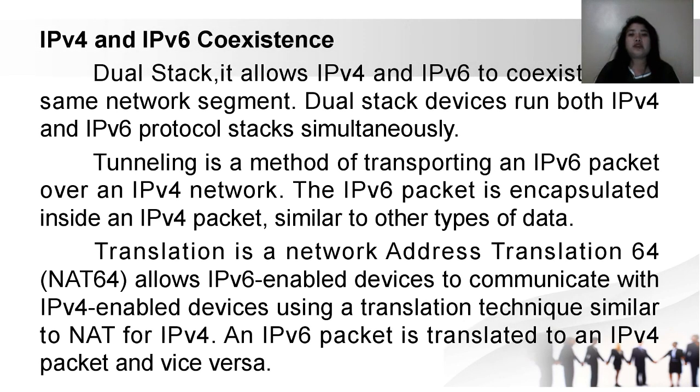For IPv4 and IPv6 coexistence, dual stack allows IPv4 and IPv6 to coexist on the same network segment. Dual stack devices run both IPv4 and IPv6 protocol stacks simultaneously. Tunneling is a method of transporting an IPv6 packet over an IPv4 network. The IPv6 packet is encapsulated inside an IPv4 packet, similar to other types of data. Translation is Network Address Translation 64, which allows IPv6-enabled devices to communicate with IPv4-enabled devices using a translation technique similar to NAT for IPv4. An IPv6 packet is translated to an IPv4 packet and vice versa.